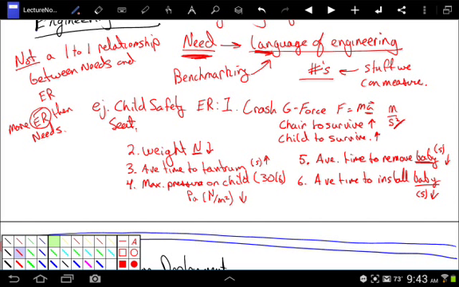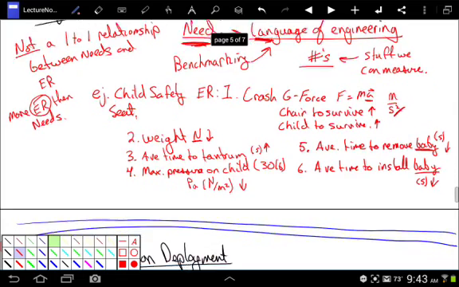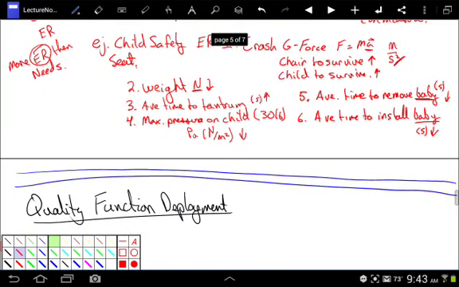All right, so we're going to take these engineering requirements after you develop them, and we're going to use something called quality function deployment to weight them, to give them an order, to see what's more important and what's less important. That's next lecture, though.